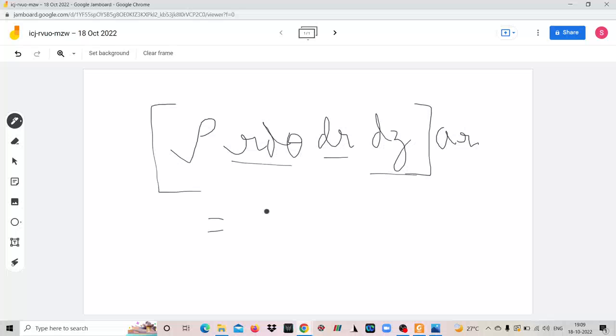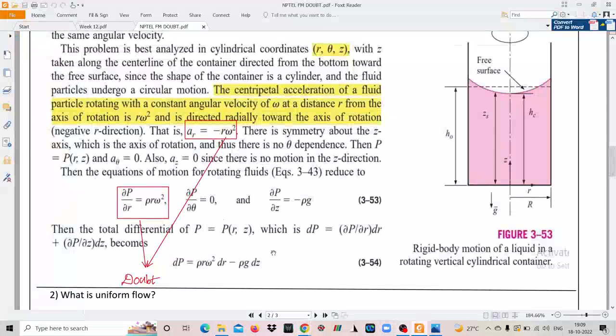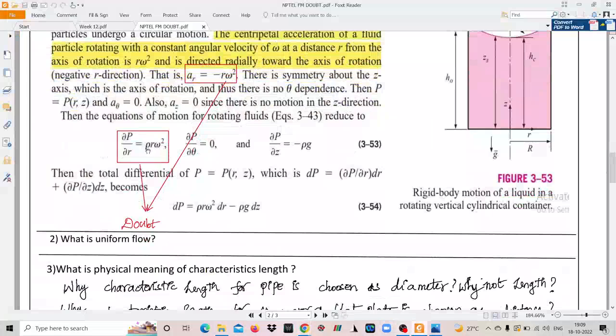The convention is definitely important, but for the time being, if you ignore the convention, you will be getting rho r w square, which is nothing but rho ar, and this is del p by del r, as we have seen in the other expression. Clear? So this is how you are getting this, and similarly these expressions, based upon the assumptions that were taken.